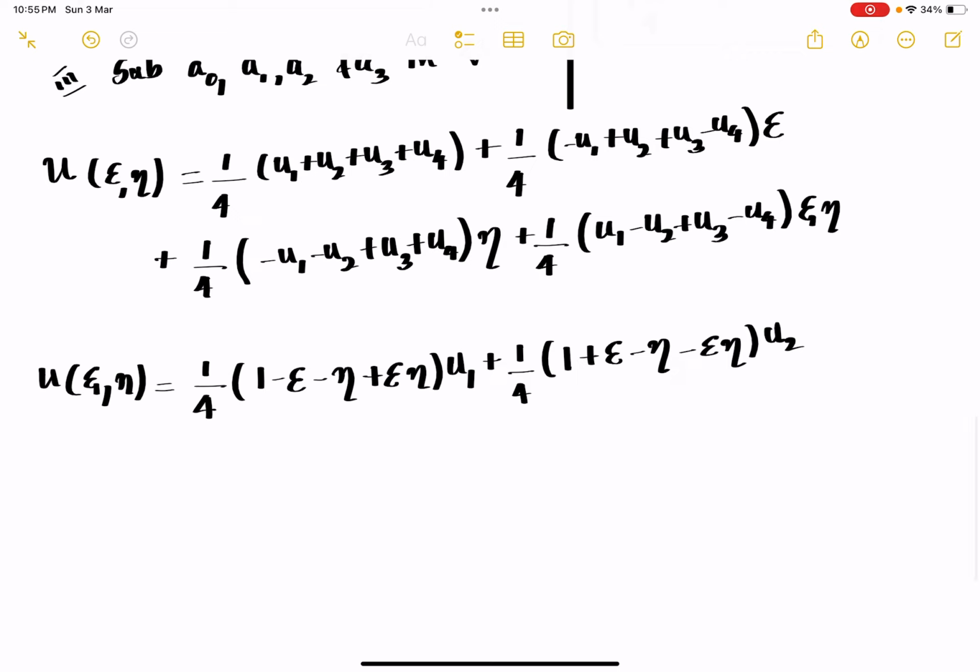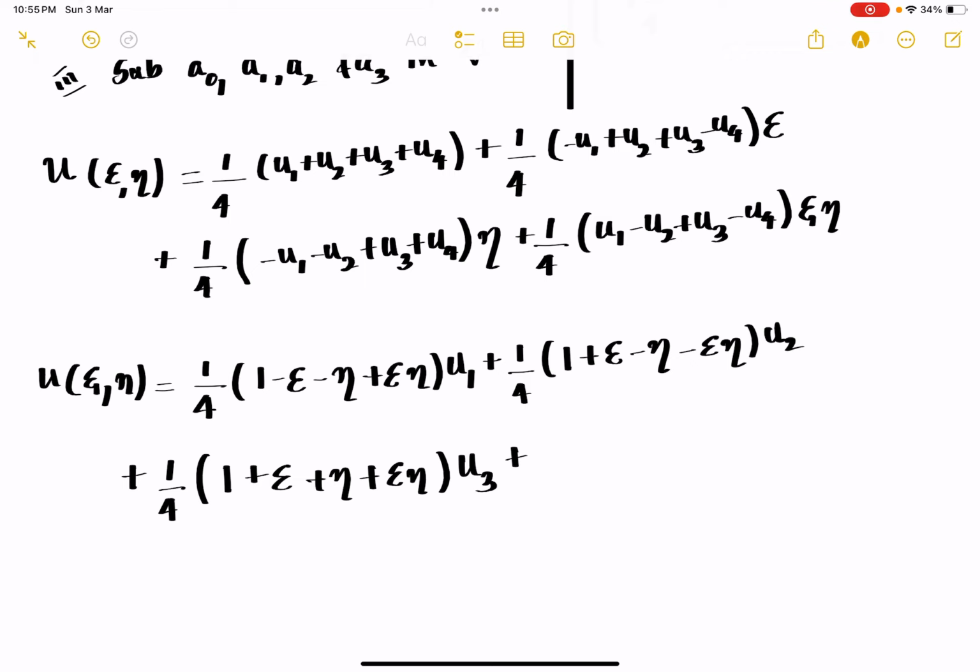And let me bring all the coefficients of u3 term. It's going to be plus 1 by 4 u3 term. It is 1 plus epsilon plus eta, okay, plus epsilon eta into u3.